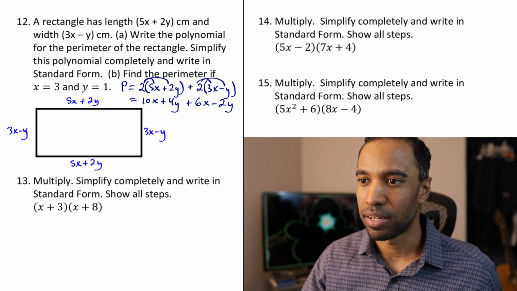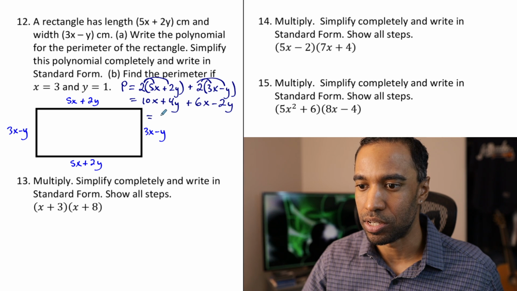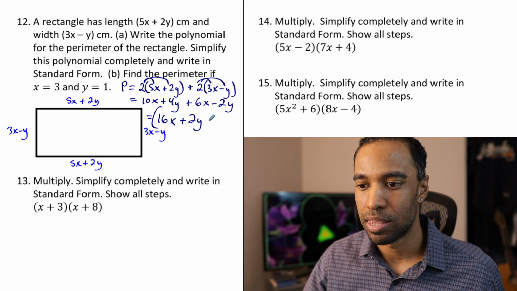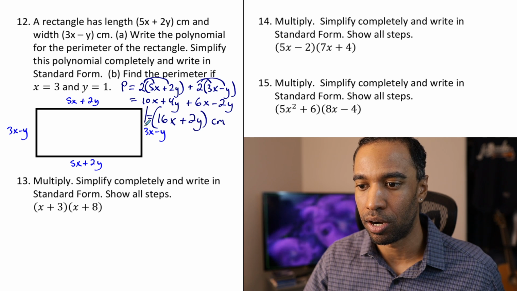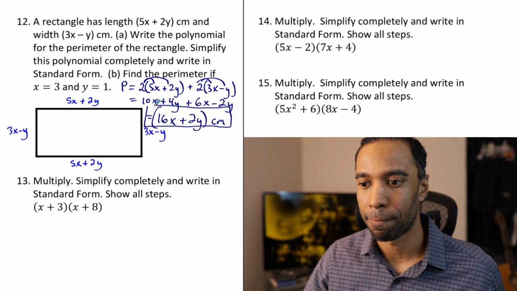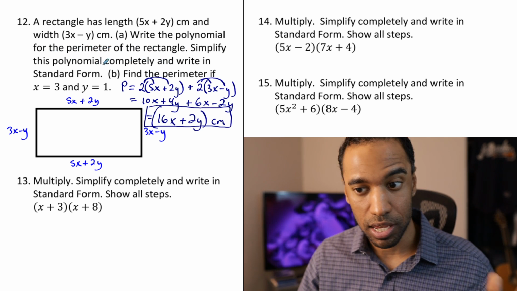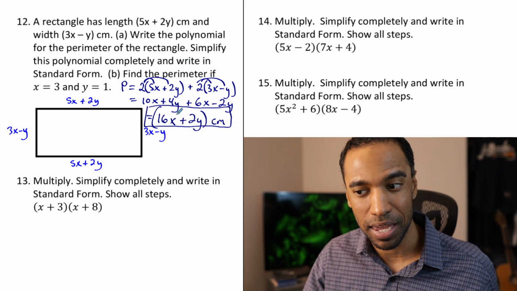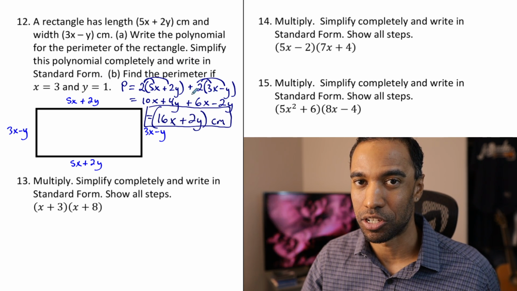Okay, now we've got to combine like terms with the x's and the y's, and we're going to get 16x plus 2y when all is combined. This is in centimeters. That's the perimeter of your rectangle with just x and y. We're not done here because they say simplify completely and write in standard form. By the way, this is standard form because the x term dominates the y term.